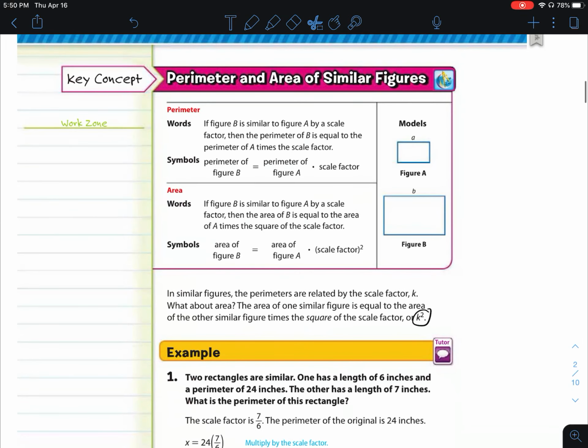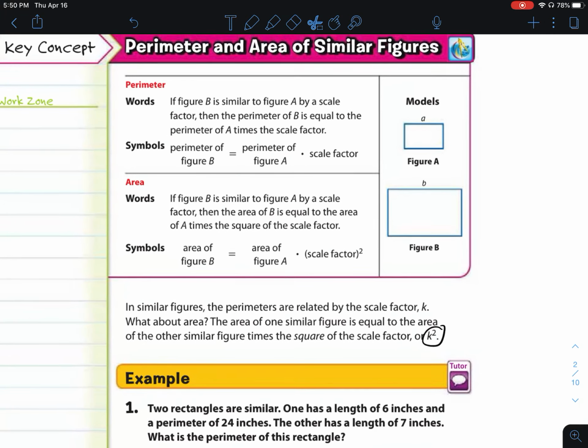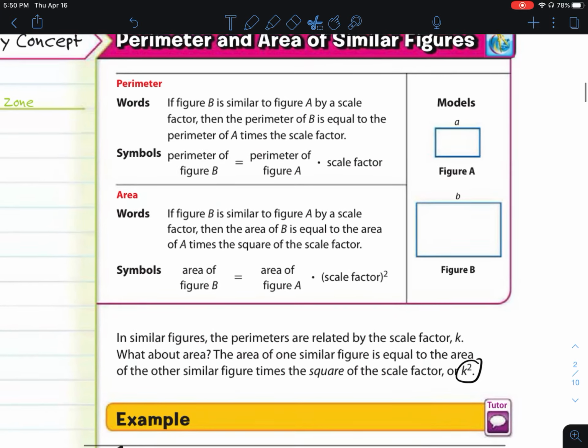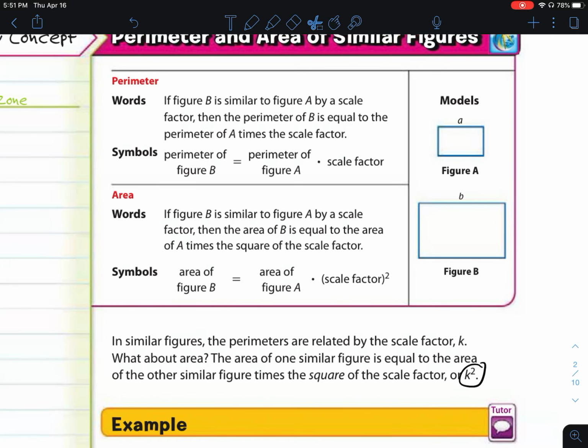So today we are going to learn lesson 7, chapter 7, lesson 7. The objective of this lesson is that we need to be able to relate the perimeter and area of similar figures. And we need to understand these two formulas given here: the perimeter of figure B is equal to the perimeter of figure A times the scale factor. We are going to review what scale factor is.